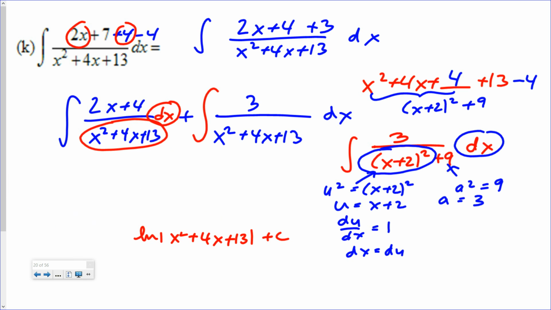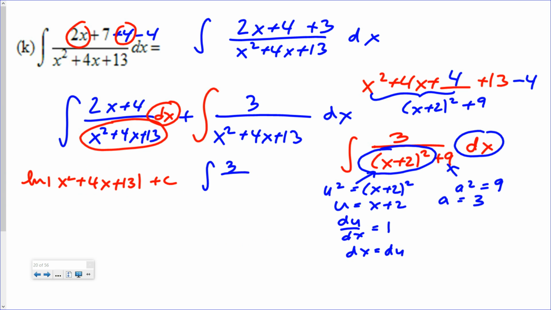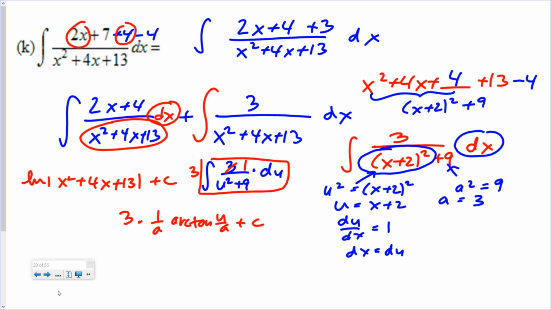And so what I get is the integral of 3 over u squared plus 9 times du. Is this something that's on my pink sheet? Kind of. What do you have to pull out, though? The 3. Okay, you got to pull out the 3. Now this is on my pink sheet, and that's an arctan problem. So the answer is going to be 3 times 1 over a, arctangent u over a plus Charlie.